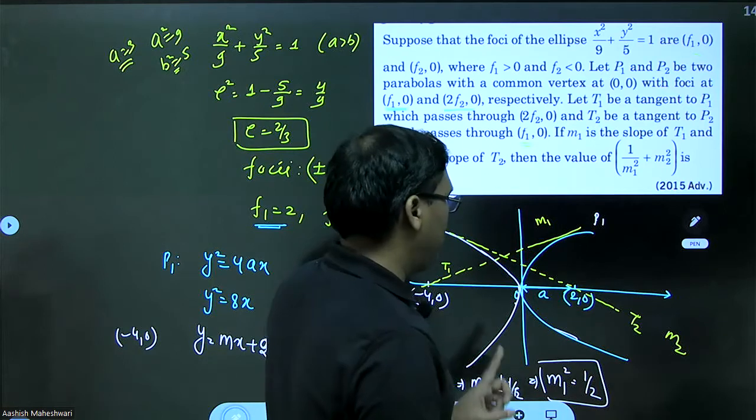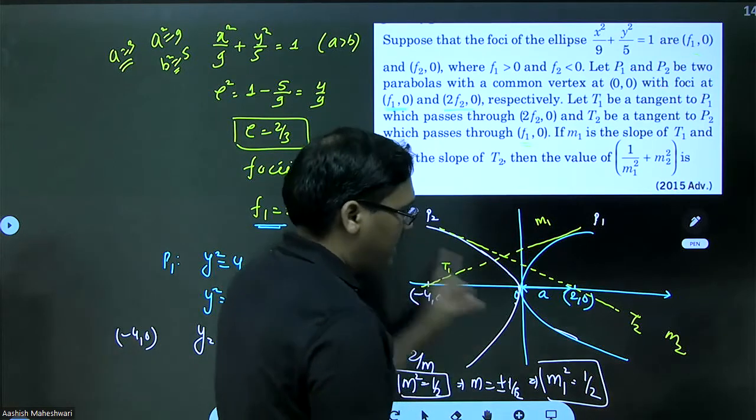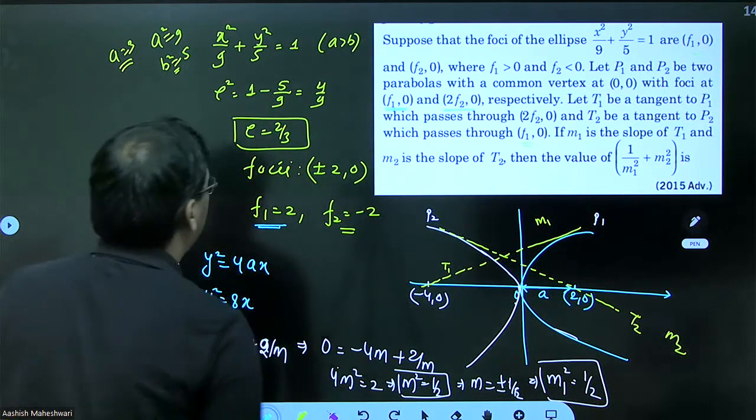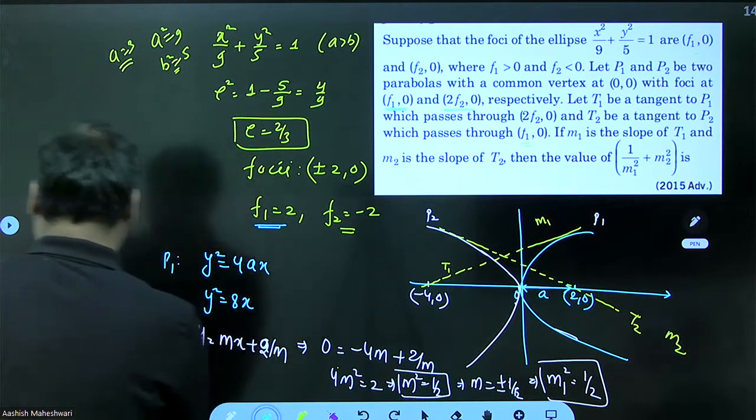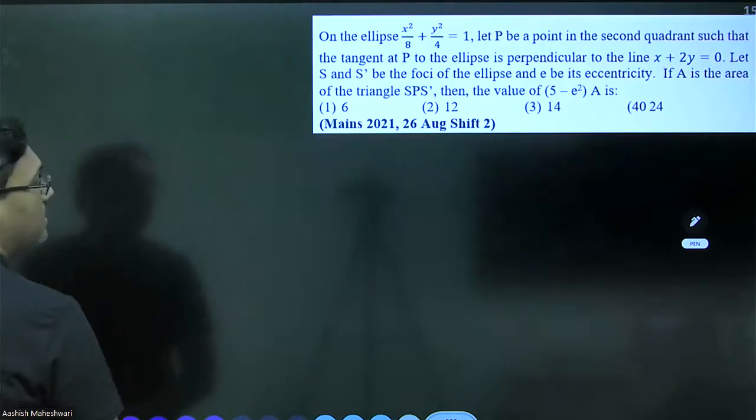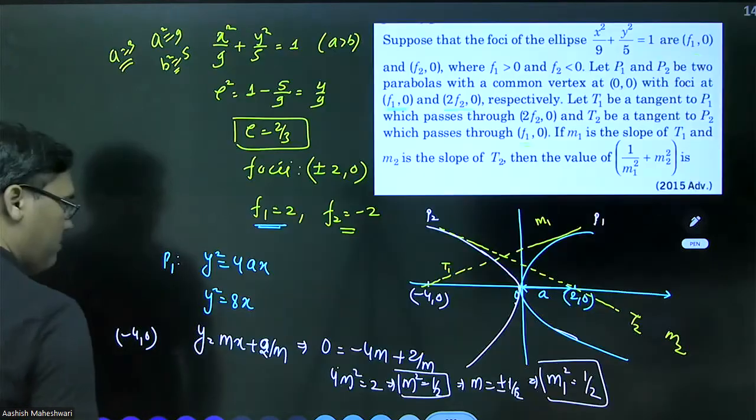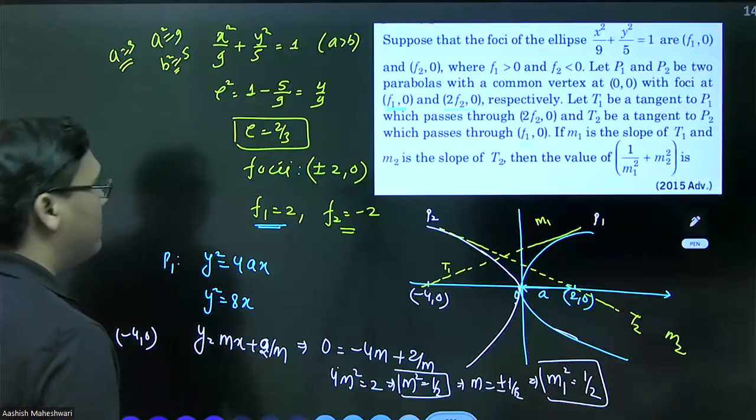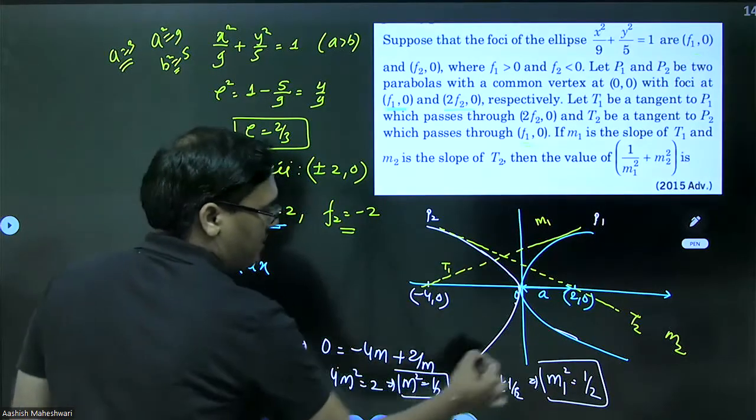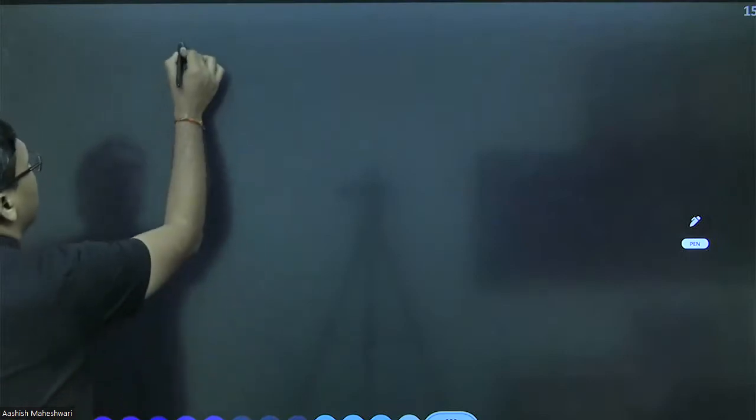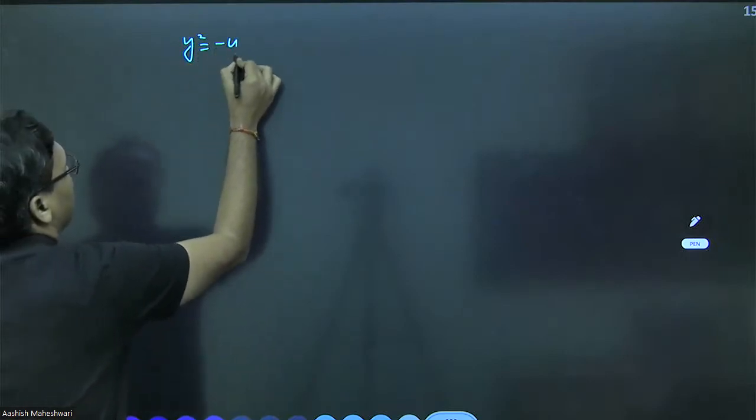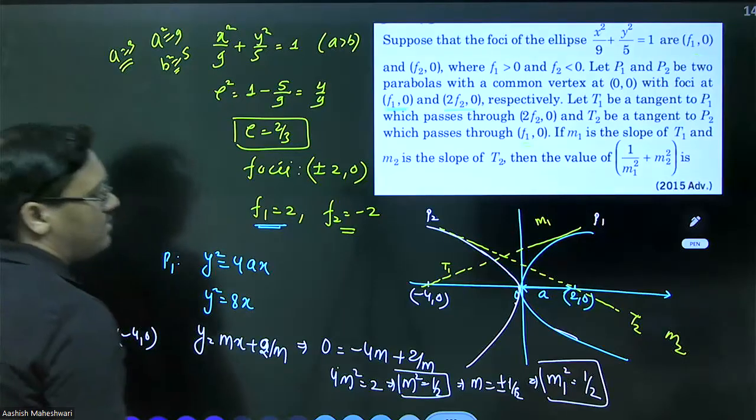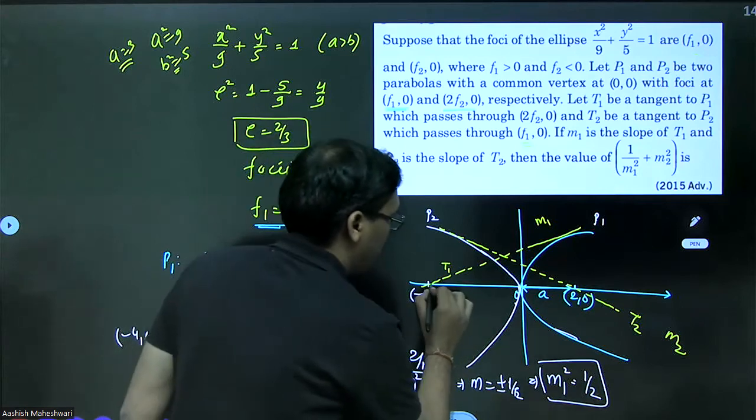Now we have to get the tangent to this parabola which has slope m2, right? What is the equation of this parabola now? Okay, we don't have the place. Now see, what is the equation of this parabola? This parabola will be of the form y square is equal to minus 4ax, right? What is a for this? You can see this distance is also a.